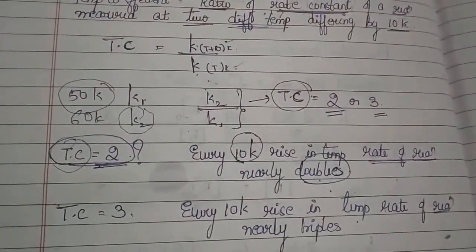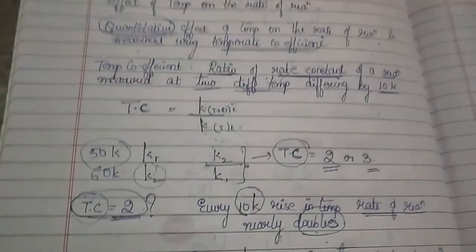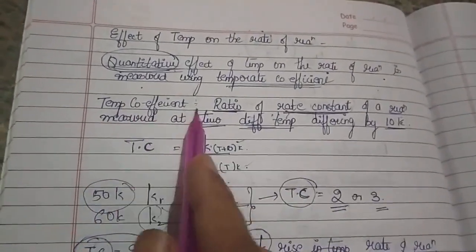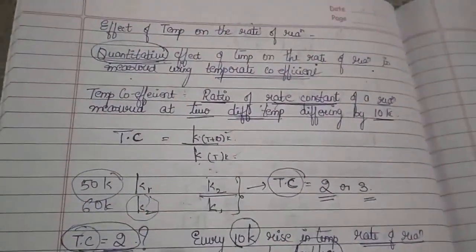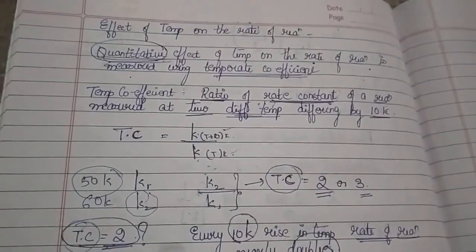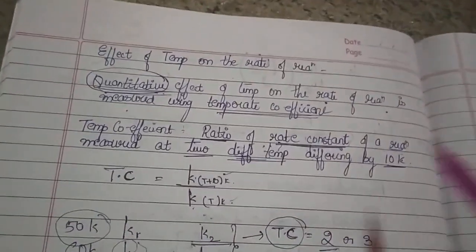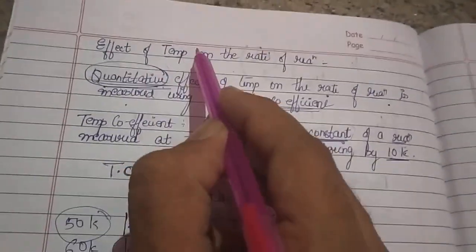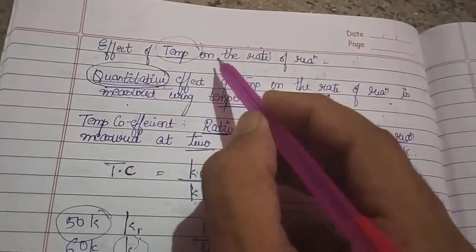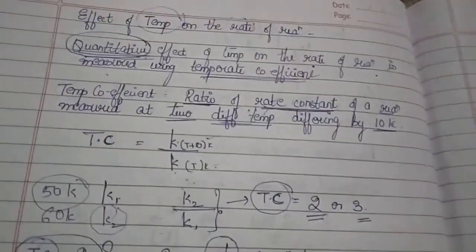So this is the main scenario. What does your temperature coefficient want to highlight? So why did I say this one? Because here, again and again, I am saying that whatever the temperature concept is, it is directly related to your rate constant.